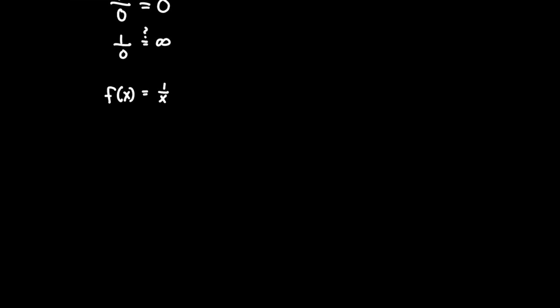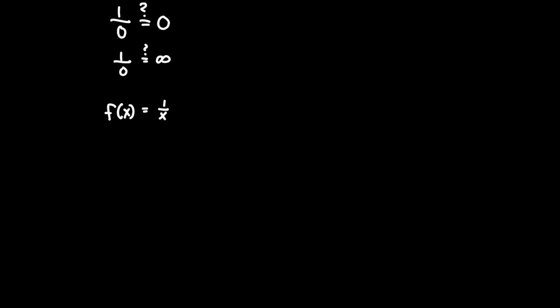Let's start by plugging in some numbers that we know will give us an understandable answer. For example, if I were to make a table, plugging in 1 for x gives us f of 1 equals 1. Plugging in 2 gives us f of 2 equals 1/2. Plugging in 3 gives us f of 3 equals 1/3, and so on and so forth. Essentially, the function gives smaller numbers as we plug in bigger numbers. In other words, as our input increases, our output decreases.